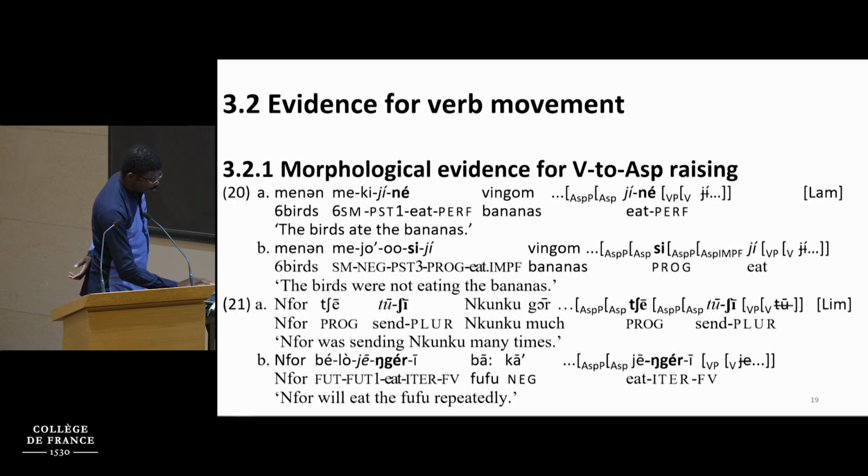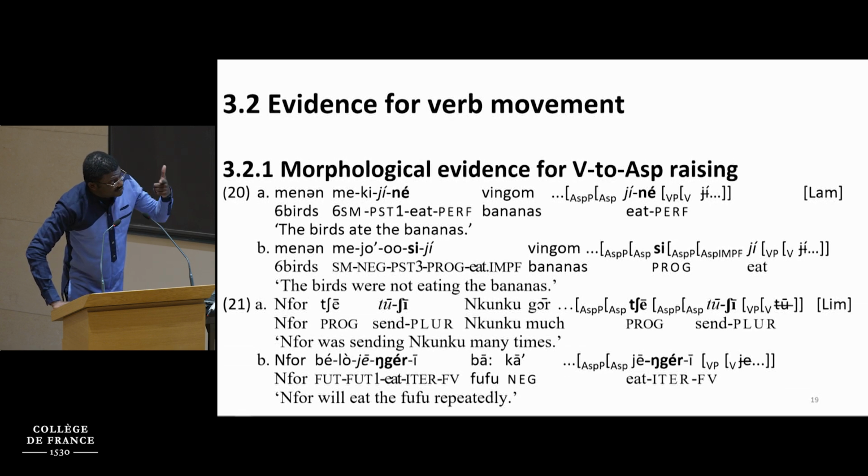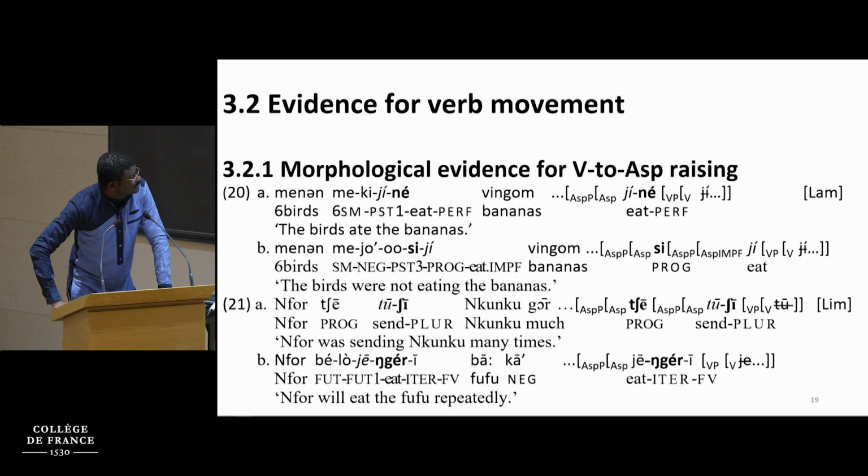Anyway, in 20A, you have a verbal complex made up of the subject marker, which is me. We have ki, which is past tense one. You have the verb to eat, and then you have the perfective aspect marker ne. Based on this example, the suggestion is that actually the lexical verb has to move and attach to the aspect. It is the same thing for 20B, where you have a progressive aspect C preceding the verb to eat.